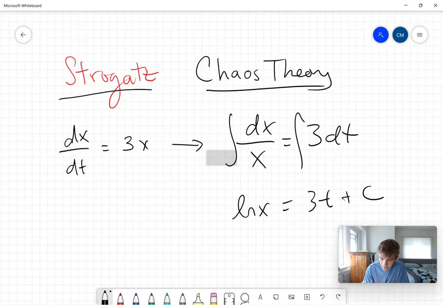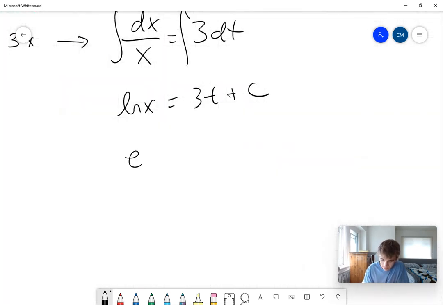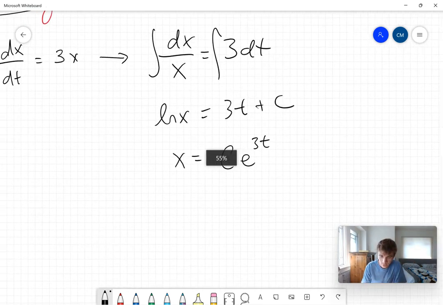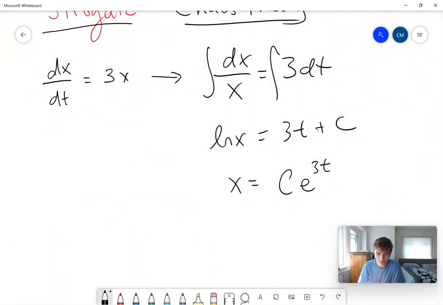I exponentiate both sides. Whoa. And I get x is equal to c e to the 3t. Okay, great. And then if I have some knowledge about my initial conditions, I can solve for the constant there. So this is nice, and this is a basic exponential growth model, but it's really the bare bones, most basic case you could possibly give someone, right?